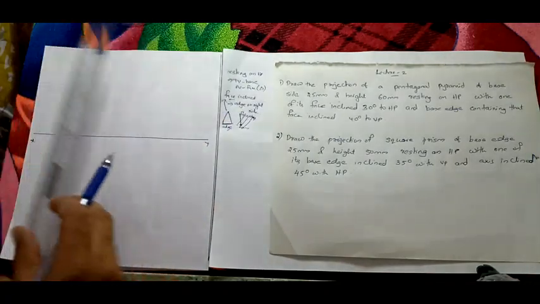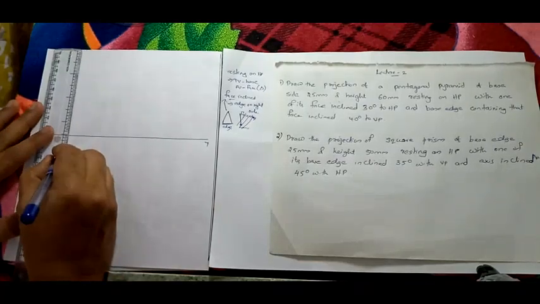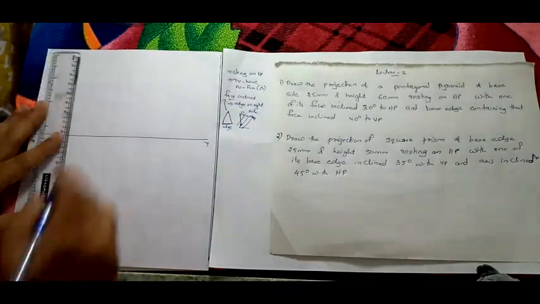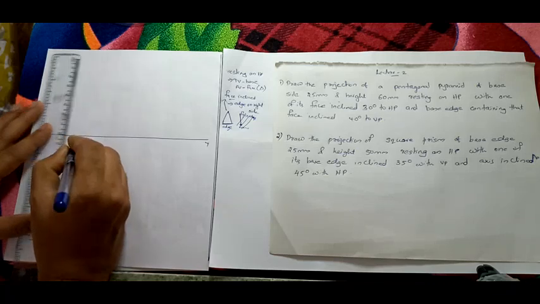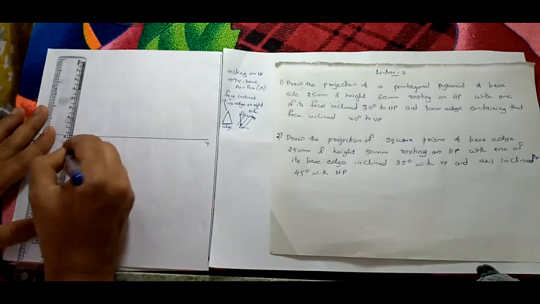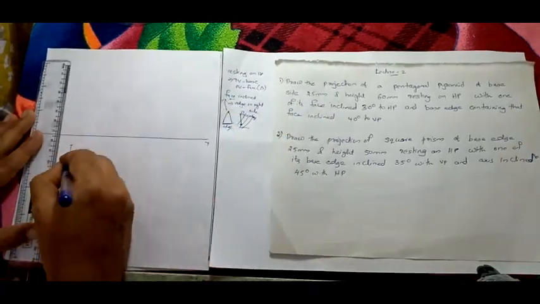Now, on the XY line, we will start the projection of the pentagon with the right side edge. So we will start from the right side. I will draw a line perpendicular to the XY line. You already know how to draw it, I will not repeat it. Mark on it 25 mm.